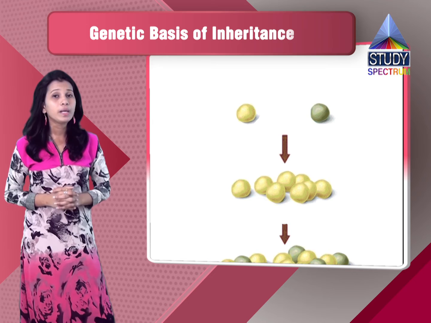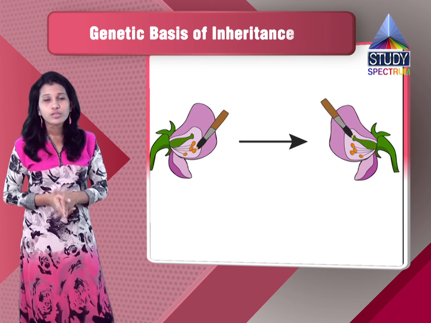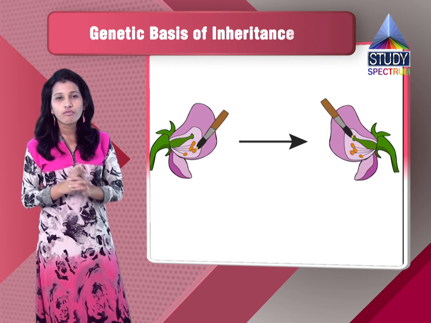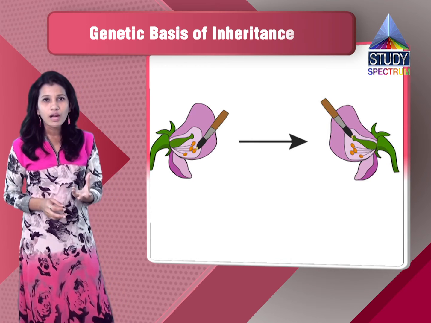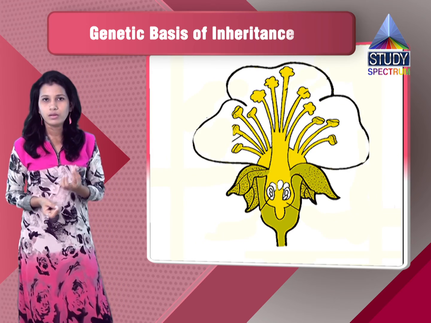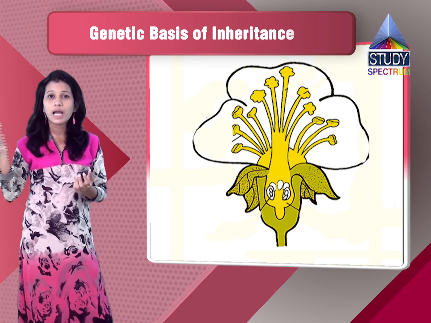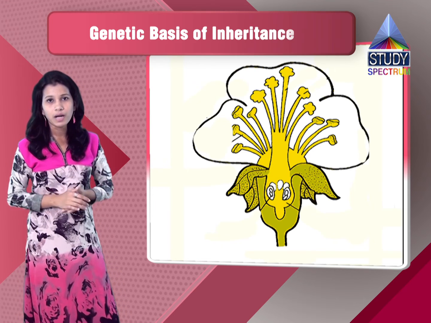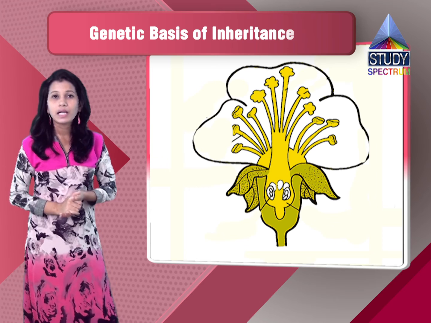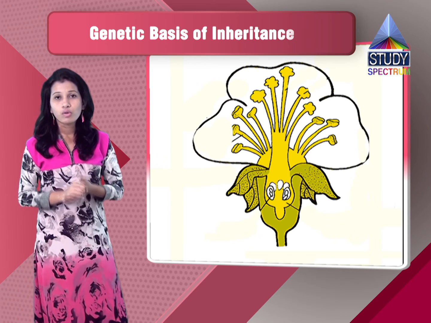Then the second step in Mendel's experiment was to do the cross-pollination. For cross-pollination, in one of the parent plants, the male organ was removed from the flower, and then a flower from another plant was taken, and the pollen grains were dusted on this plant. Then the seeds were collected separately, and the F1 generation which he got out of this was observed.